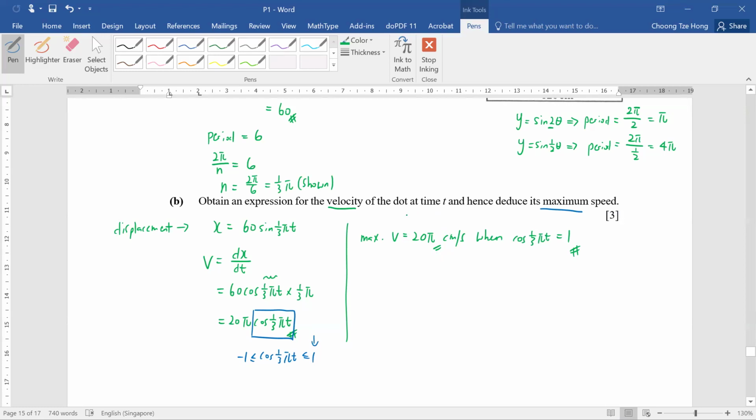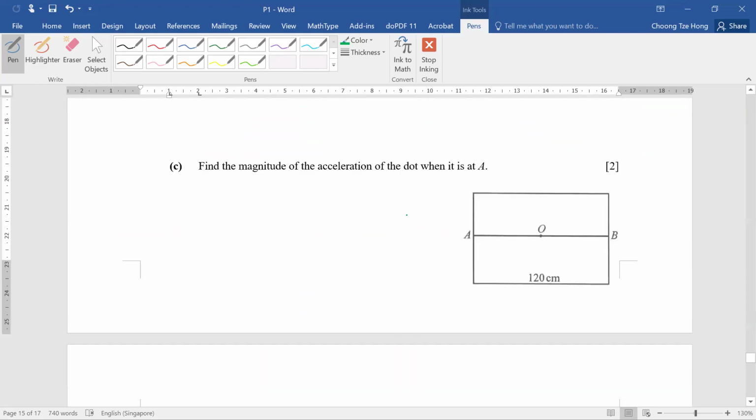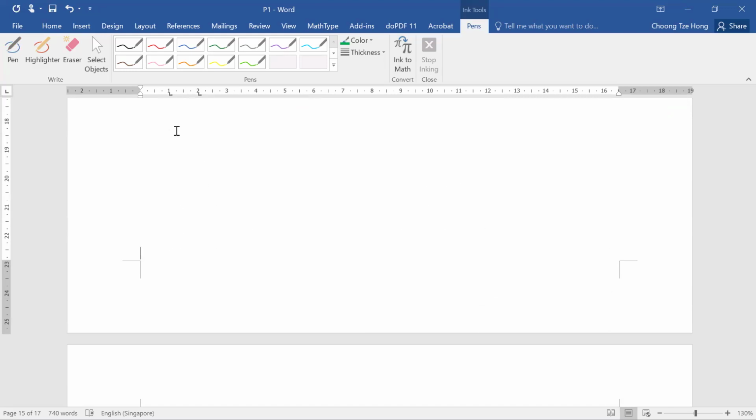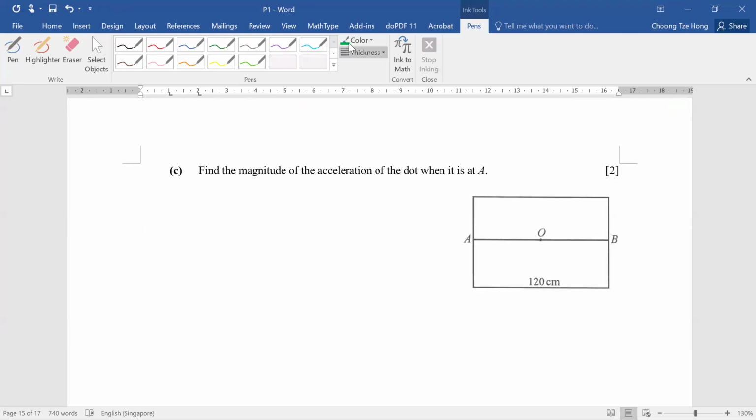Let's look at the last part of the question. They want us to find the magnitude of the acceleration of the dot when it is at A. So now they want acceleration. Just now we have already found v, so v is 20 pi cosine 1/3 pi t.